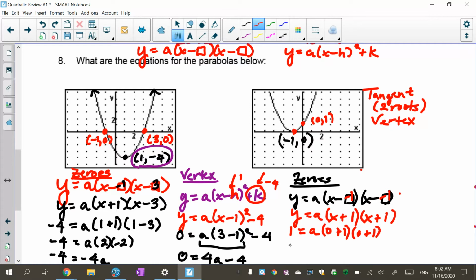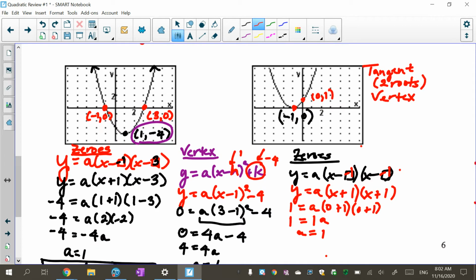Excuse me, this is 1 times 1. What am I talking about? This is a 1 here, this is a 1. 1 times 1 is 1, so it's 1a, divide by 1, a is 1. So my parabola is y equals, I don't really need the 1, but we'll stick it there. A is 1, x plus 1, and I'm going to write it like this, x plus 1 squared. You could get rid of the 1 as well. You don't really need it.